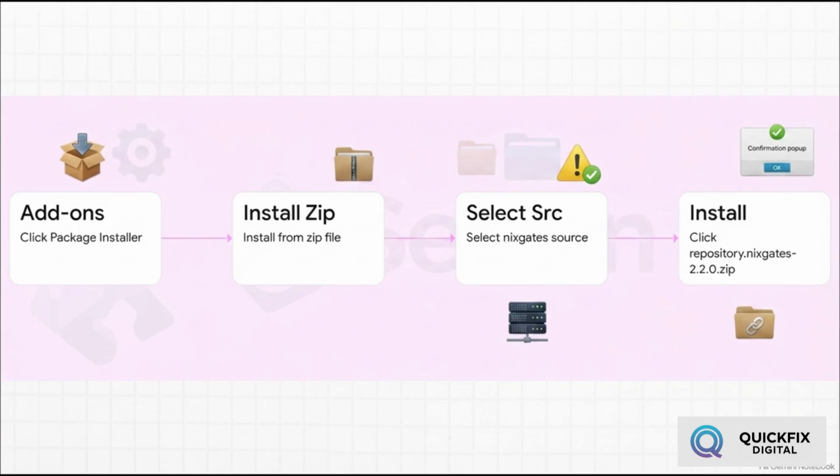Oh, and make sure your Unknown Sources setting is enabled, or else you get totally blocked right here. A box will pop open, select that Nixgates source we just created, and click on the file named repository.nixgates-2.2.0.zip.